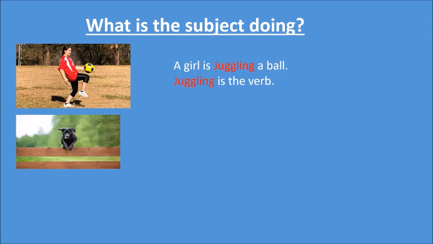Okay, now let's take a look at the second picture. What is the subject doing? As we have already come to the conclusion that the dog is the subject, as the dog is the one which is jumping over a fence. So what is the subject doing? The subject is jumping over a fence. The dog, which is our subject, is jumping over a fence. So jumping is the verb because it is what is being done by the dog, which is our subject.